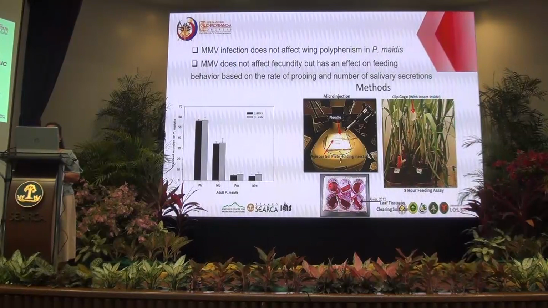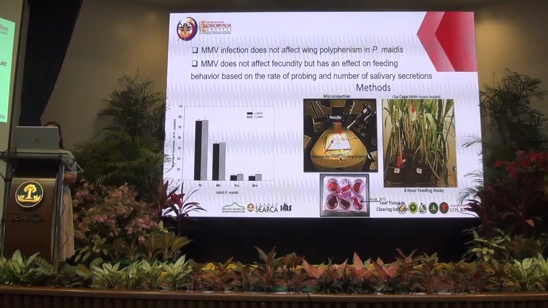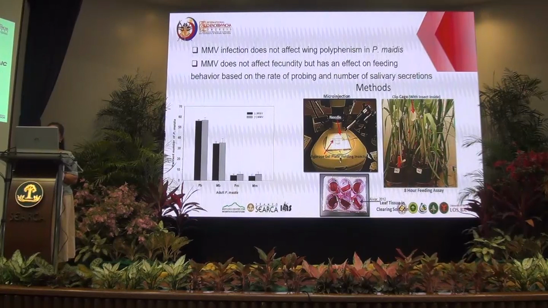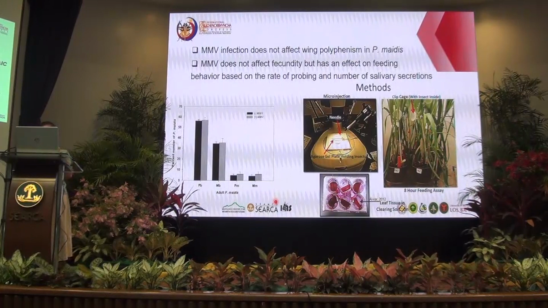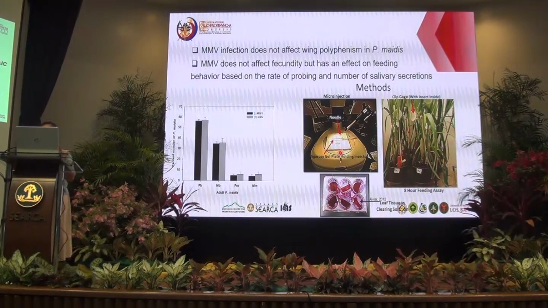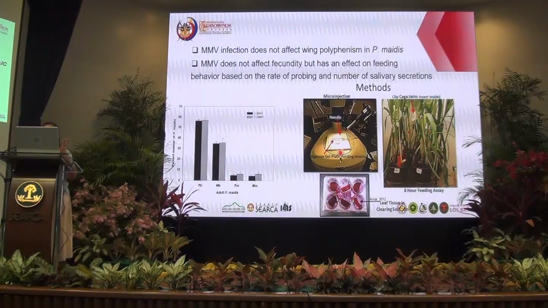Despite the positive correlation pattern of viral titer in the insect as it develops to adult, MMV does not affect wing polyphenism in P. maidis. The virus does not affect fecundity, but does show an effect on feeding behavior based on the rate of probing and salivary sheaths. I didn't show it here, but what we found is that insects that are injected with the virus show the most number of probing in the leaves, and the most number of watery saliva.